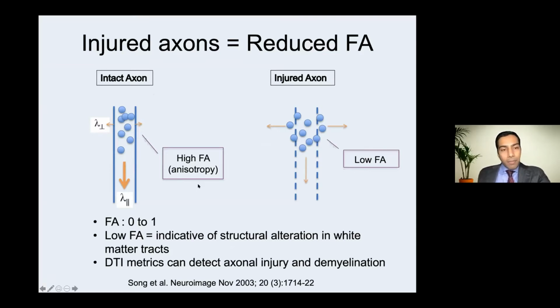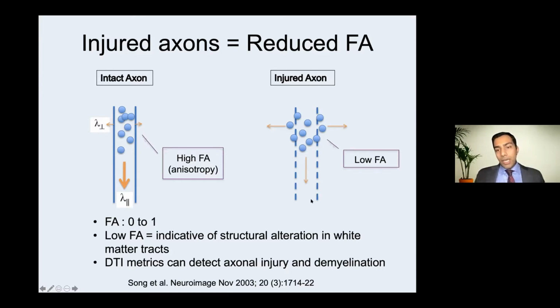And there are several metrics that are used when you use DTI. And one of them, which you're going to see in a lot of the studies, is fractional anisotropy, or FA. So this value ranges from 0 to 1. And a value that is closer to 1 usually indicates an intact axon. So like 0.7 or 0.8 is usually indicative of an intact axon.